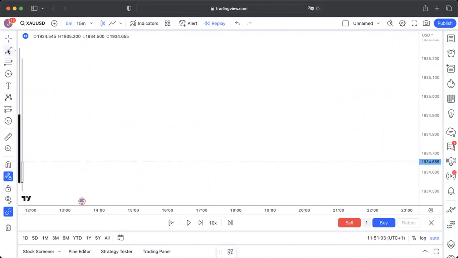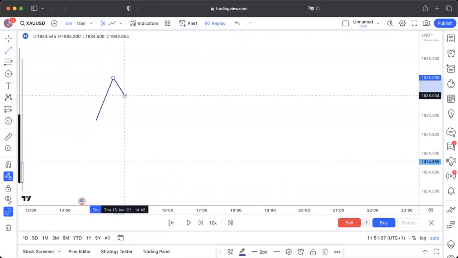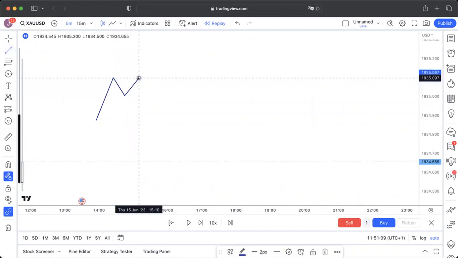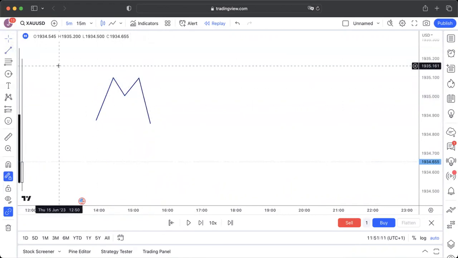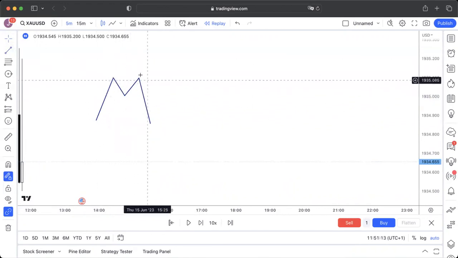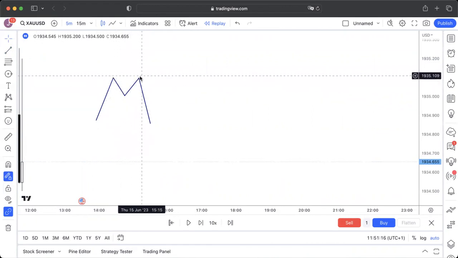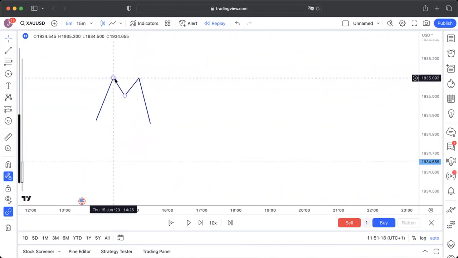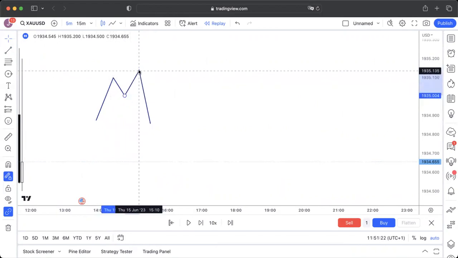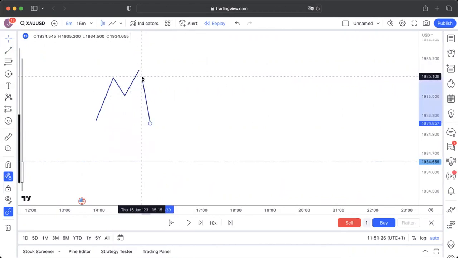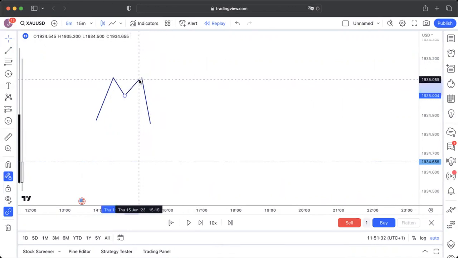So the first one is very, very simple. It is the double top or the double bottom. The key part is that price will push up to a level, form one high, then come down, form a second high at the same height as the first. It can't be higher. This is a mistake some people make. They will see this as a double top. It's not. It must be at the same high or very slightly off.